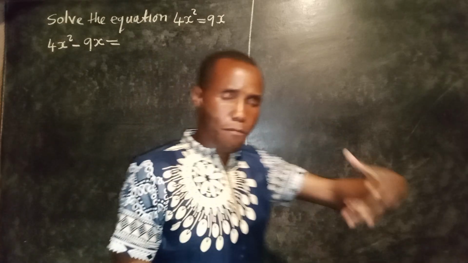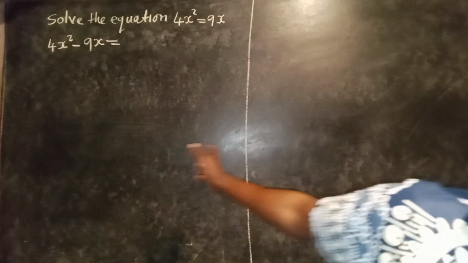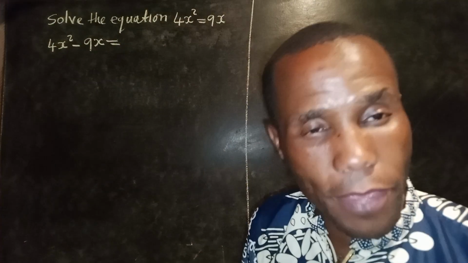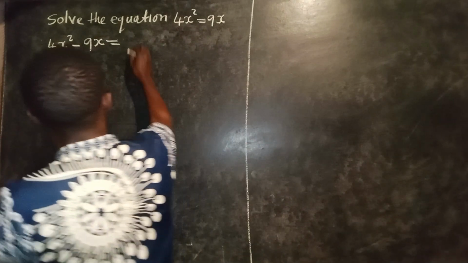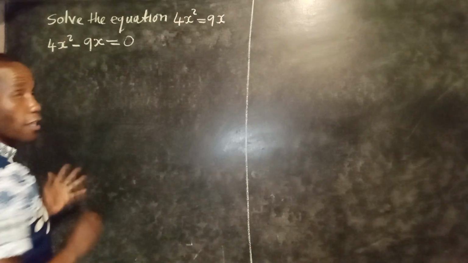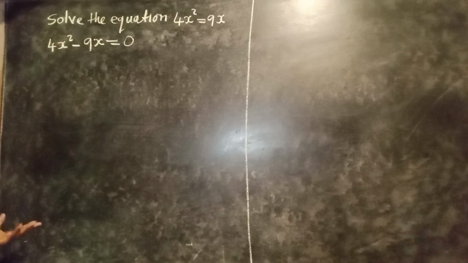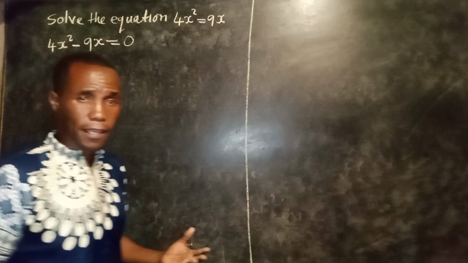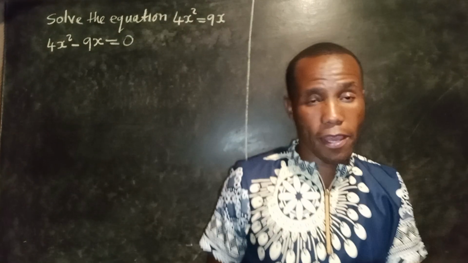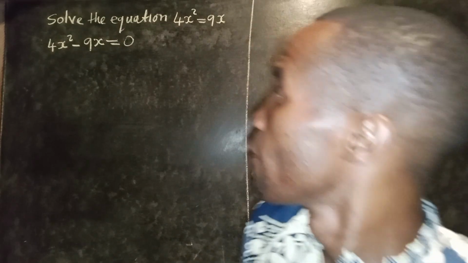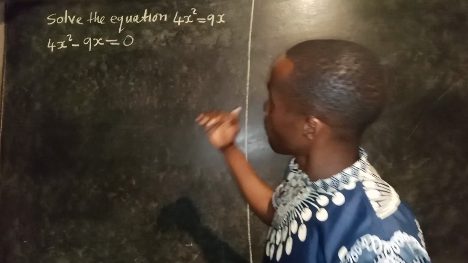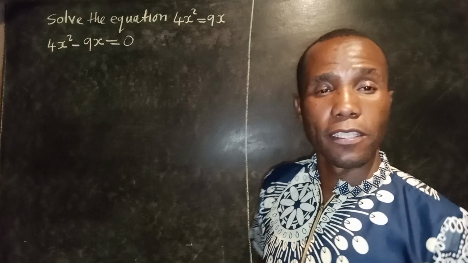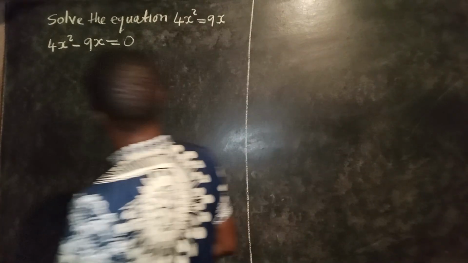If you have removed 9x from this side, what have we remained with? We have remained with a 0. So you have to indicate that 0. This is the 0 that we are talking about. Then from there, what next? The next step is just to factorize. We need to look for a common factor, and that particular common factor is going to be factored out.